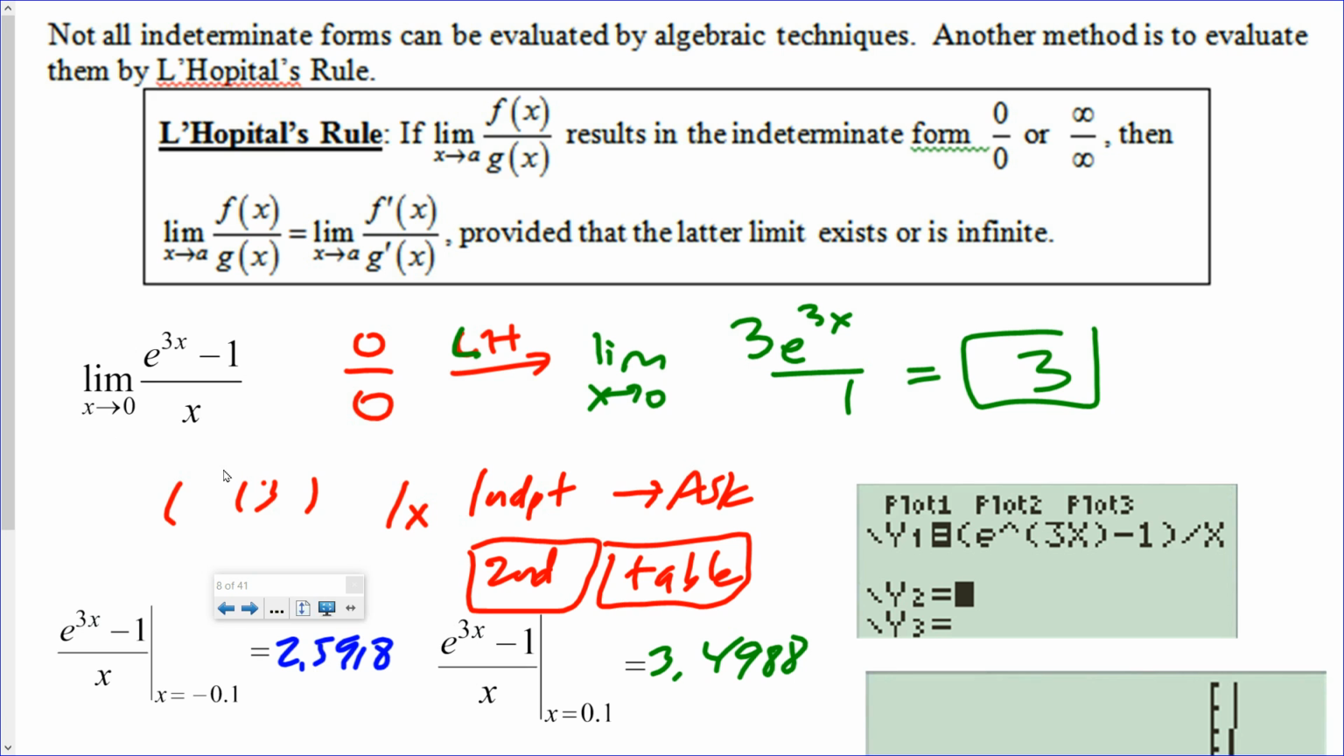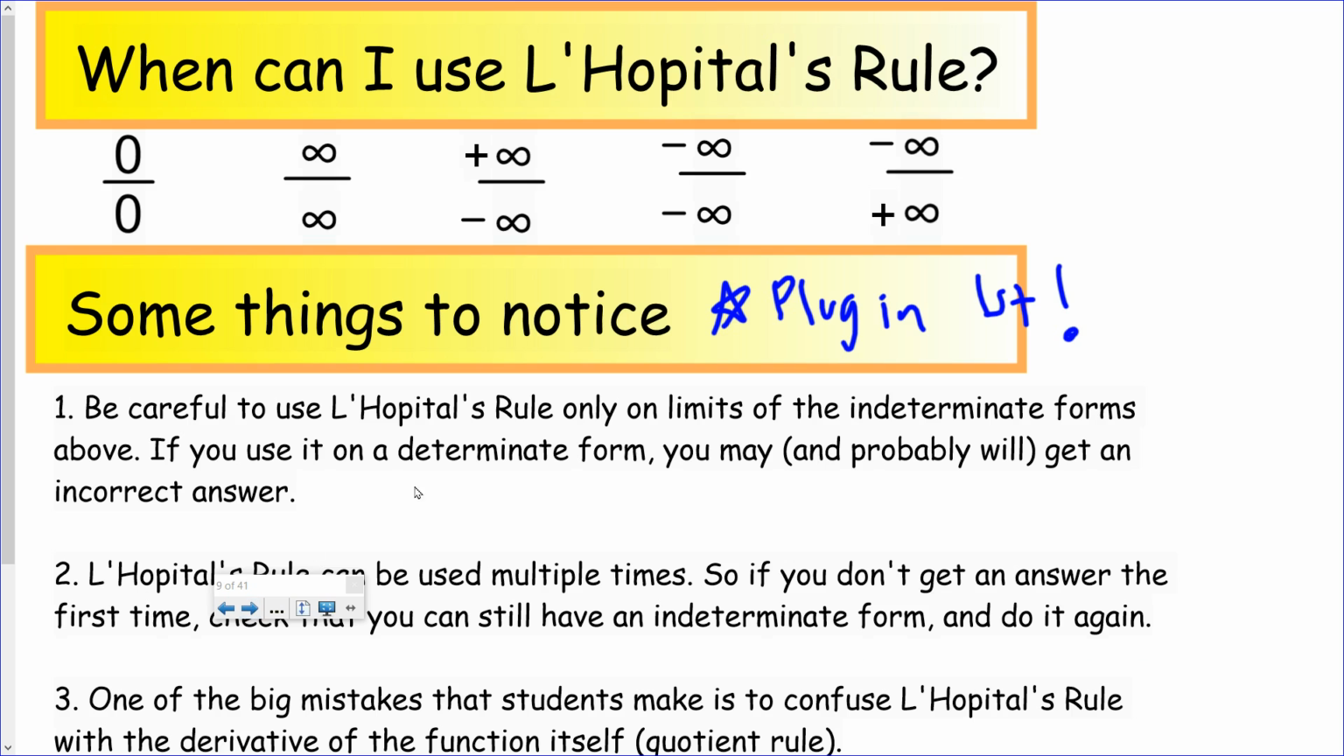Some problems you cannot use L'Hopital's. You actually have to use those little tricks that we talked about. So it just depends. You just have to have a lot of tricks in your bag and figure out what the best thing to use is. This slide here, I'll post it online, but it's actually how to use L'Hopital's, some warnings about L'Hopital's.